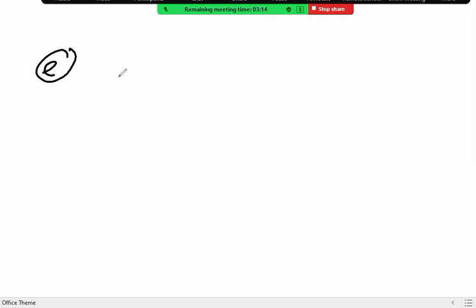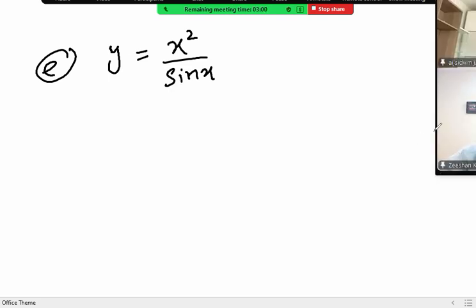Okay. For example, if you are given y equal function f of x equal x square divided by sine x, what will you do with this one? Here you need to apply the quotient rule. The previous one was product rule. This is quotient rule. You cannot apply the derivative in the numerator and the denominator directly.